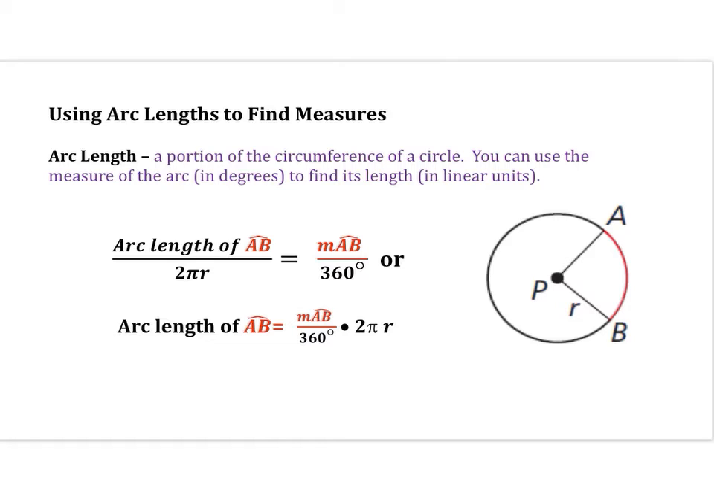And if you multiply both sides by 2 pi r, you get a simplified formula. So anytime you want the arc length of a circle, in this case AB, you can always take the measure of arc AB, or any arc, divided by 360 times circumference, or 2 pi r.